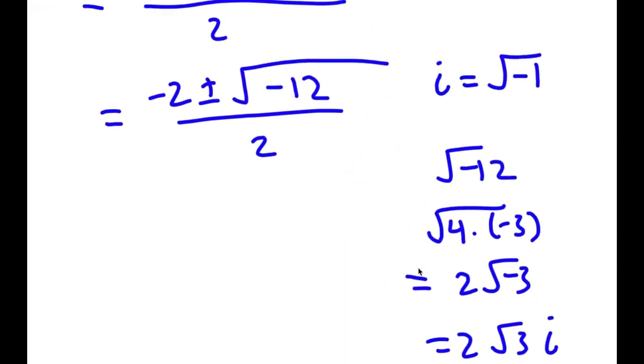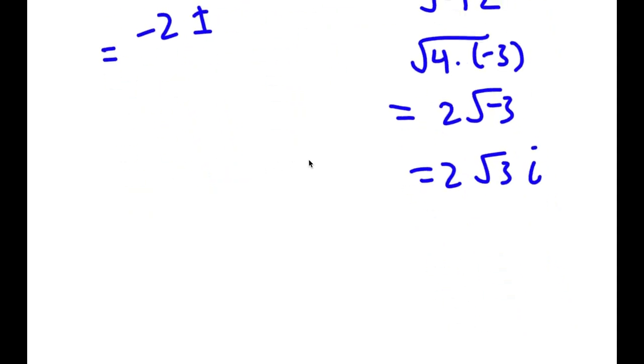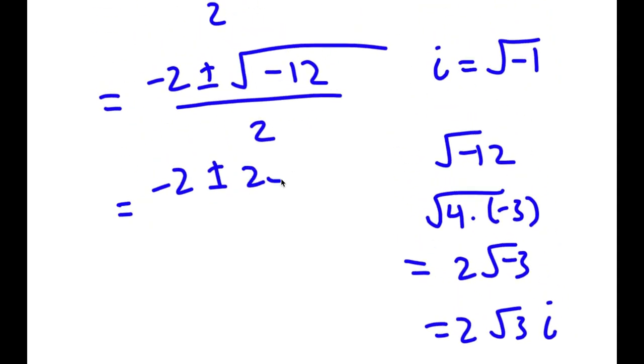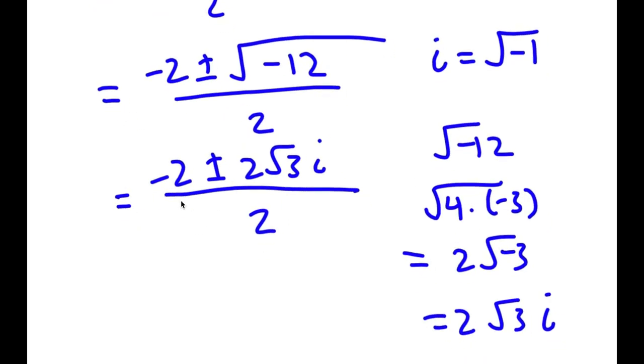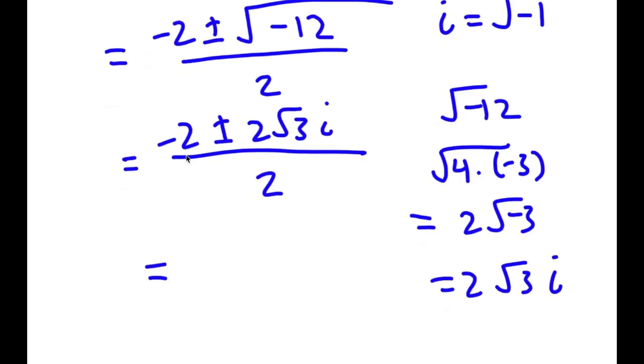So now I have negative 2 plus or minus 2 times the square root of 3 i. And we are dividing this by 2. Now 2 can divide with both of these terms. So now I have negative 2 divided by 2, which is negative 1, plus or minus 2 divided by 2, which is simply just 1, times the square root of 3 i.